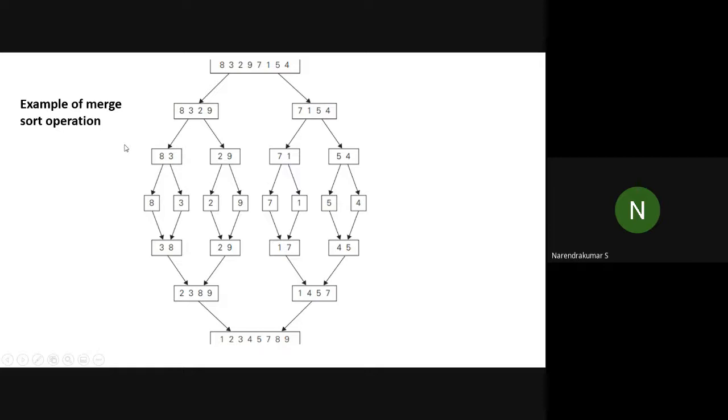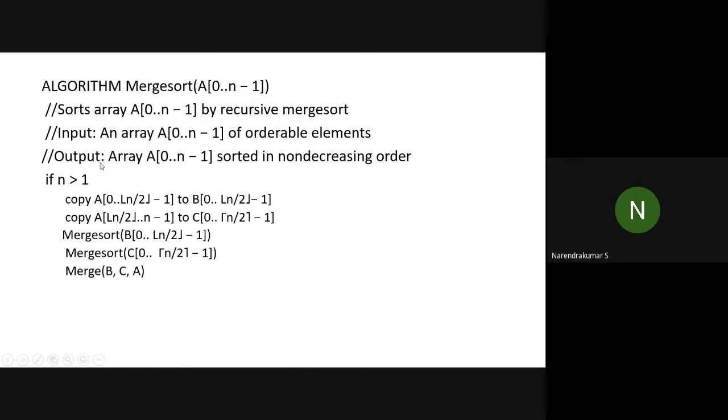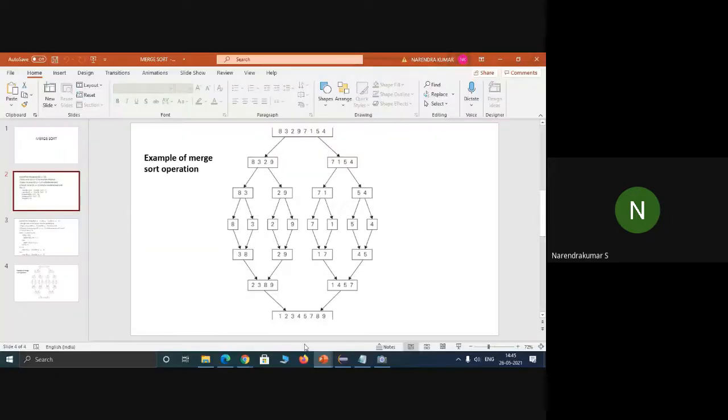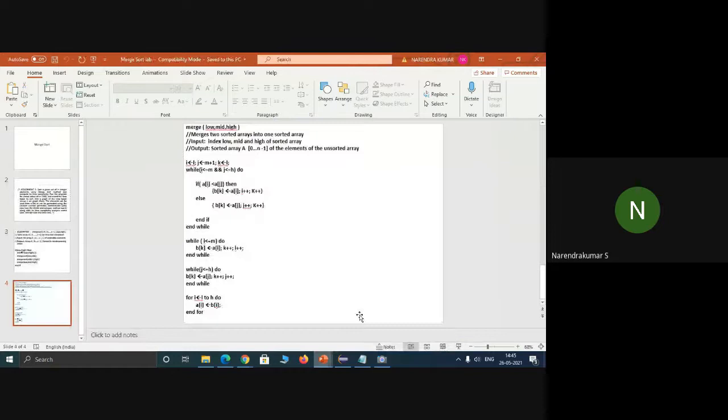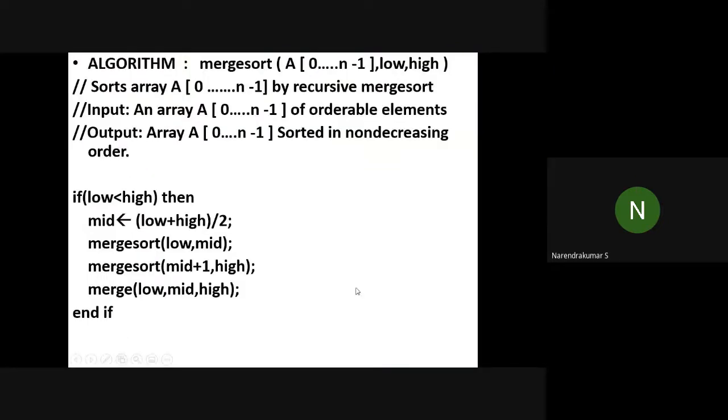We're going to do the same operation. So this is the actual algorithm for our merge sort, in a detailed manner. This is what we're going to implement in Java. Initially, we will have a very big array, A of 0 to n minus 1, and we will have the indices low and high.